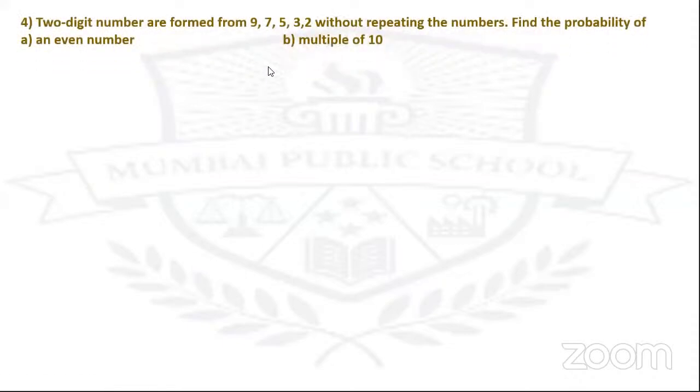The two-digit numbers are formed from 9, 7, 5, 3, 2 without repeating the numbers. Now check here, without repeating. This is very important. Understand? It means the numbers are not going to repeat. Whatever numbers there are, those numbers will not repeat. Understand?